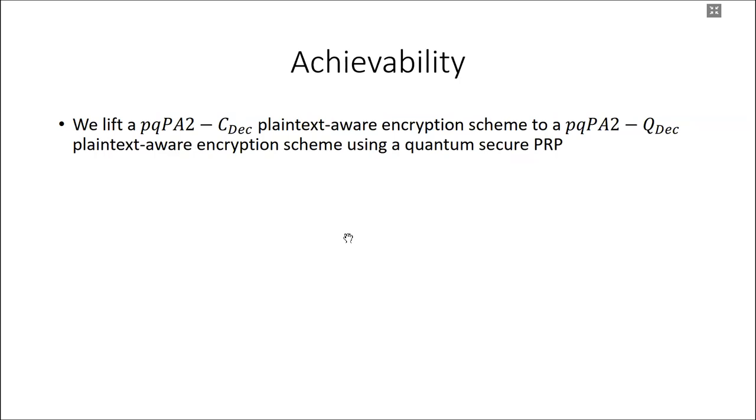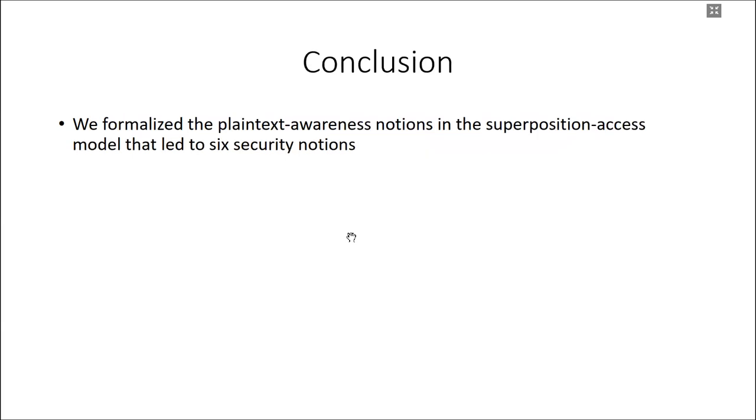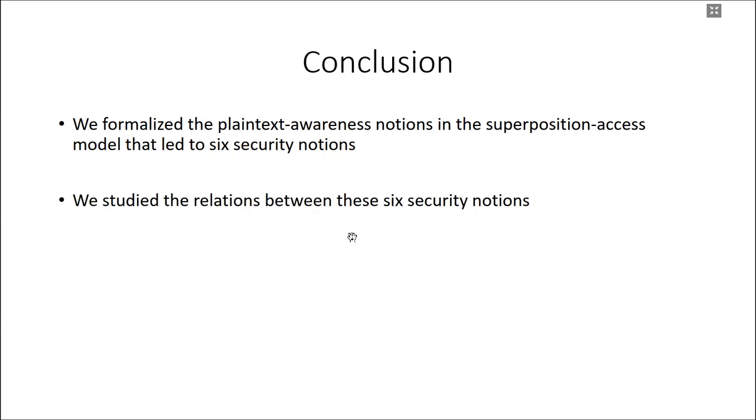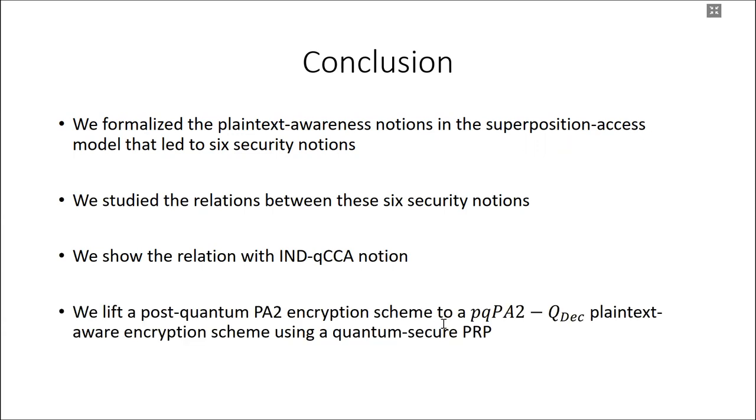Also, we lift a PA2 CDEC plaintext aware encryption scheme to a PQPA2 QDEC plaintext aware encryption scheme using quantum secure PRPs. So the conclusion is that we formalized the plaintext awareness notions in the superposition access model, and this gives us six security notions. We studied the relations between these notions, and also we showed the relation with the QCCA notion, and we lift the post-quantum PA2 encryption scheme to a PQPA2 QDEC plaintext aware encryption scheme using quantum secure PRPs.